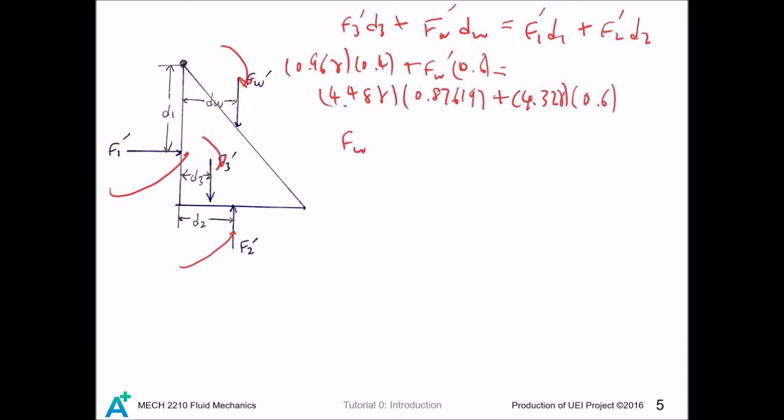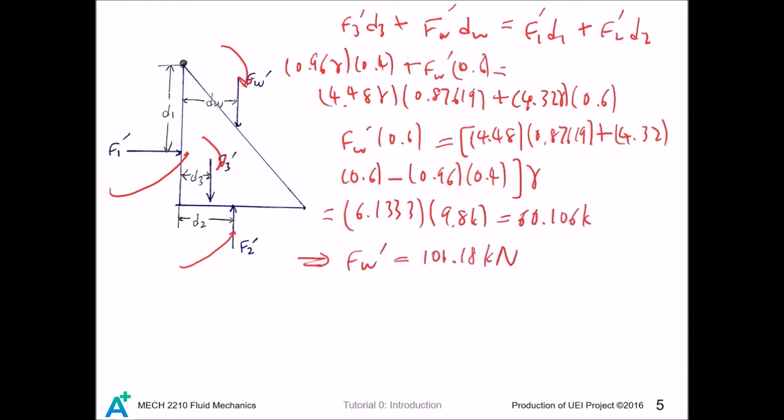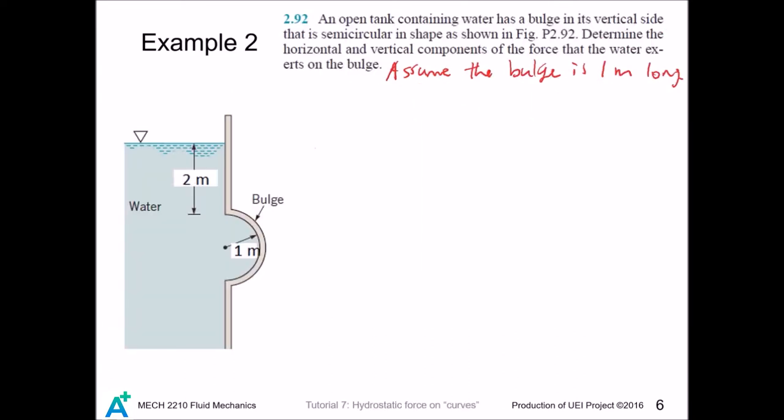And we bring all the constants to the right hand side and factor it. And that equals times 9.8k, since water has a specific weight of 9.8k. And we solve for FW. And we multiply by the width of the gate, that is 1.8. And we now do an easy example for curved surface.